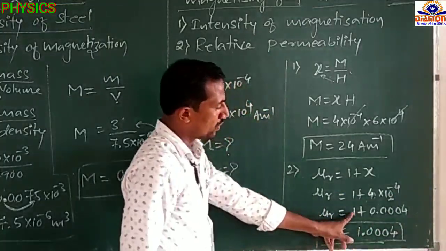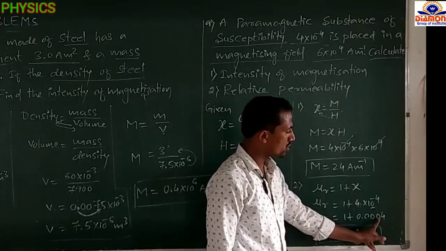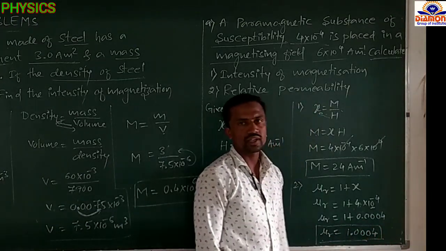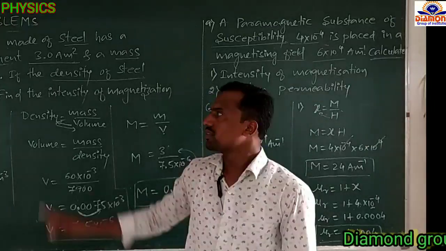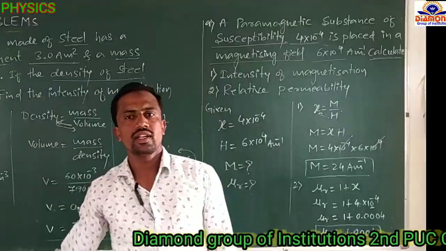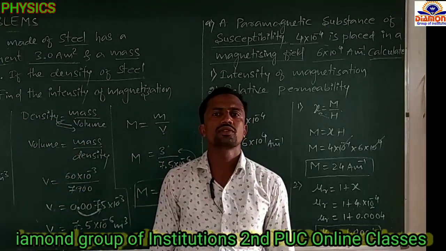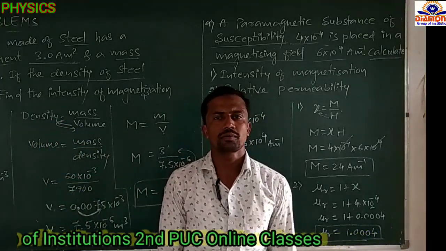Then we are adding 1 plus 0.00004, which means 1.0004. It is the mu r. Okay, we discussed this topic. These problems are most important. In the next class also we are discussing NCERT problems. Okay, thank you.